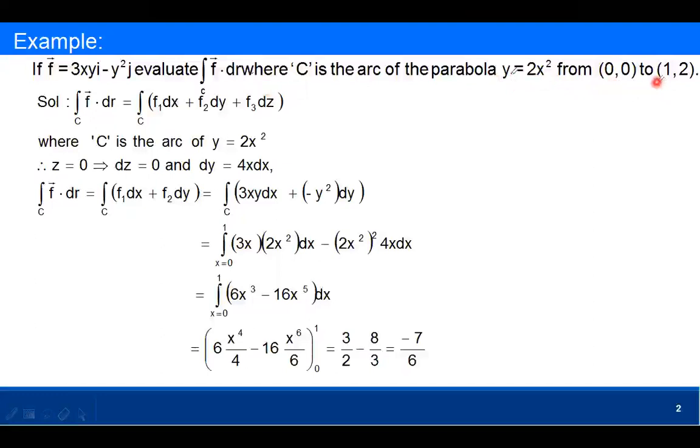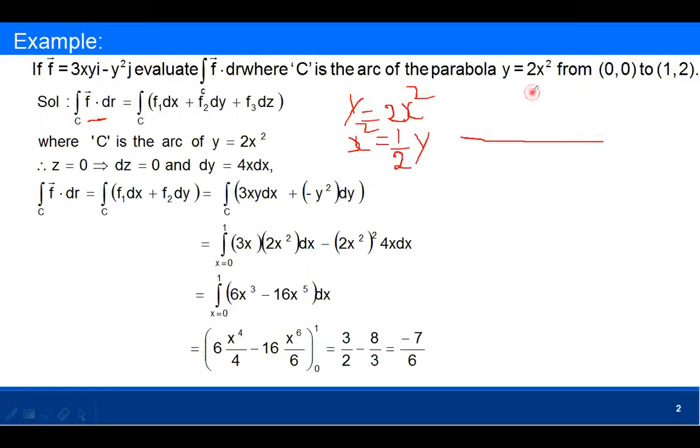So generally, how to calculate integral f dot dr over the curve C? That is given by integral f1 dx plus f2 dy plus f3 dz over the curve C. This curve is given by y equal to 2x square. If you write it in the general form of parabola, x square equal to y by 2, that is in the form of x square equal to 4ay, which is symmetric about the y axis.